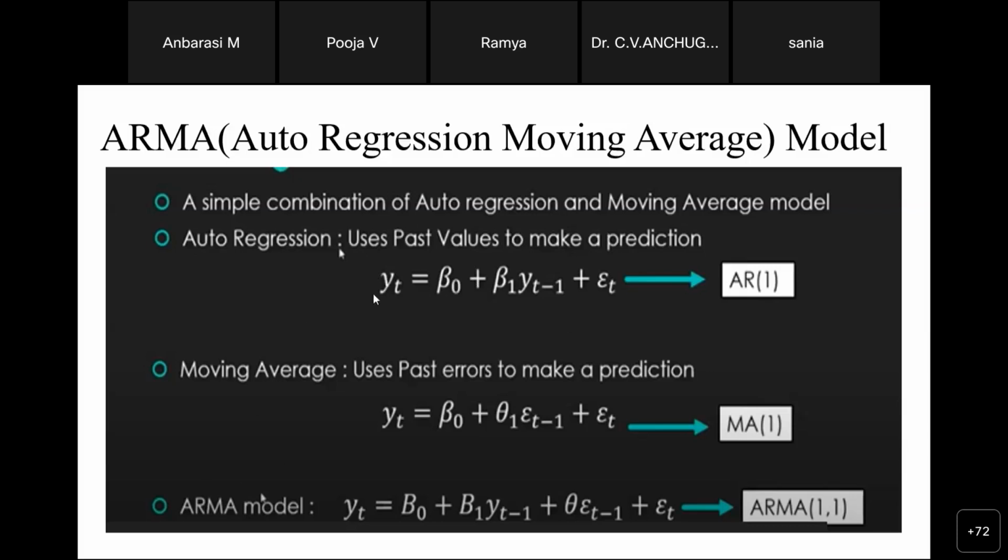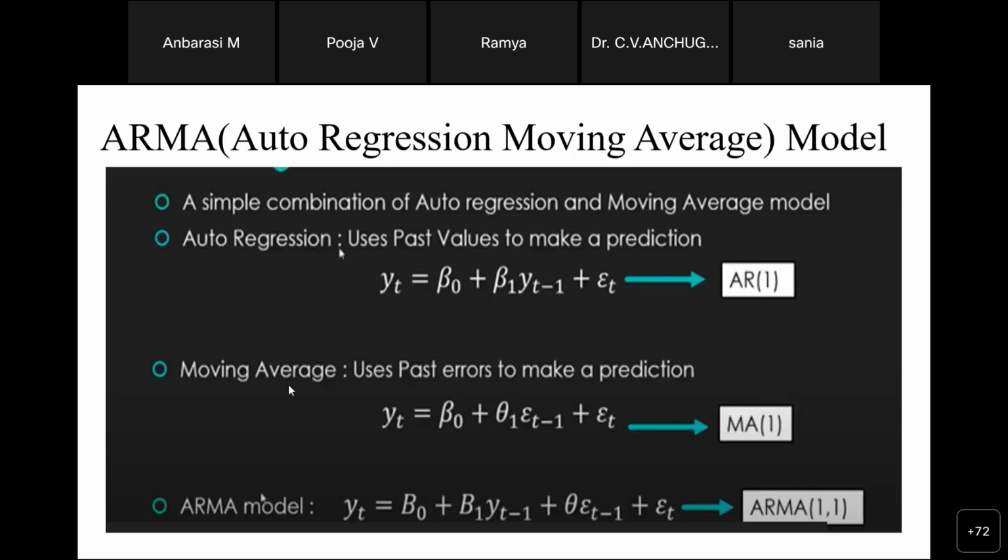The equations also we have discussed. So y, the current value, can be predicted based on some constant value plus a constant value multiplied with the previous value, along with the error. Okay, so this is how we calculate the auto regression model.